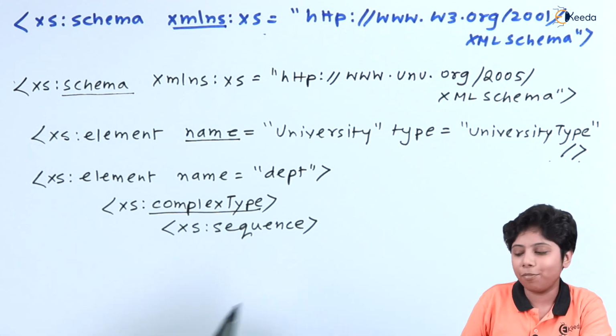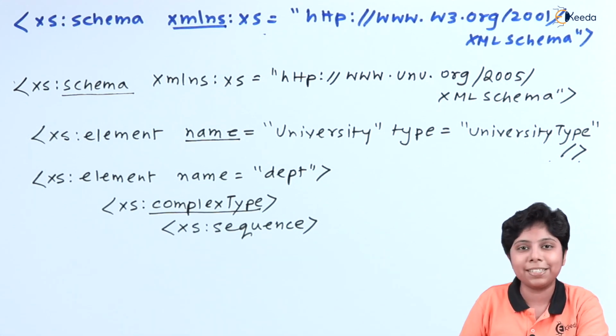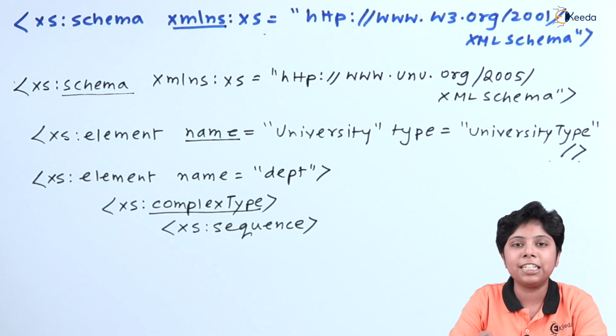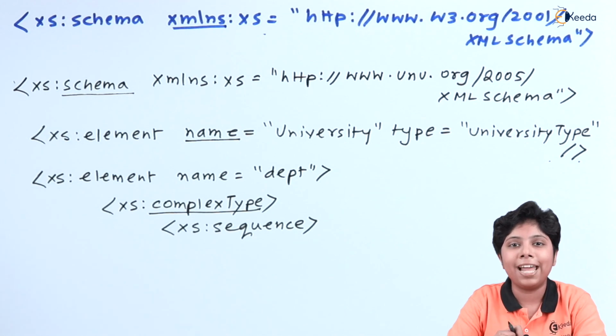Now when we use the keyword sequence, XS sequence means the ordering of the data. That means the following statements will be given in the exact order they are mentioned. So we have solved two problems. First is the type, that is individual typing for data. We can use the built-in data types. And now the ordering of the elements, sub-elements or attributes, we can use the sequence for it.